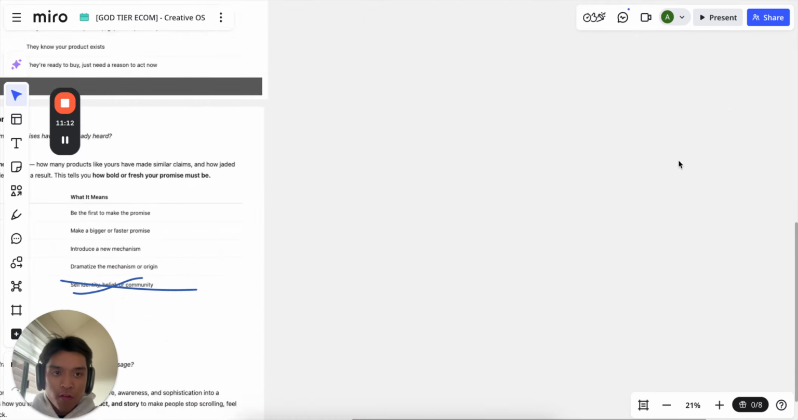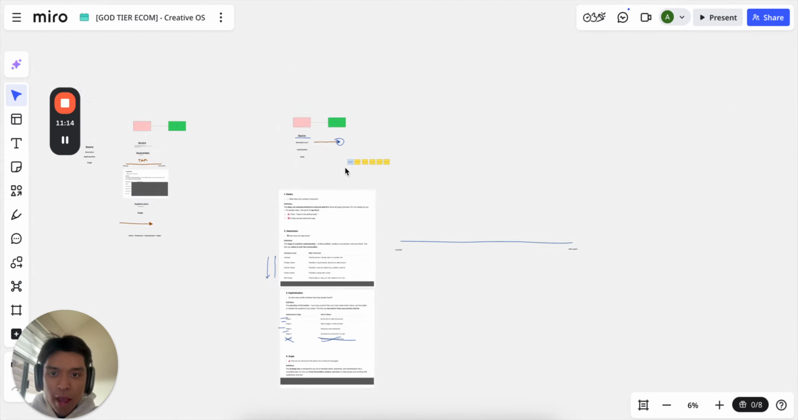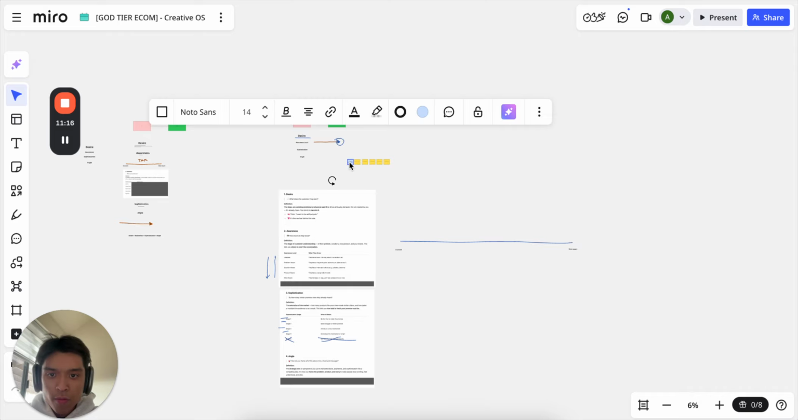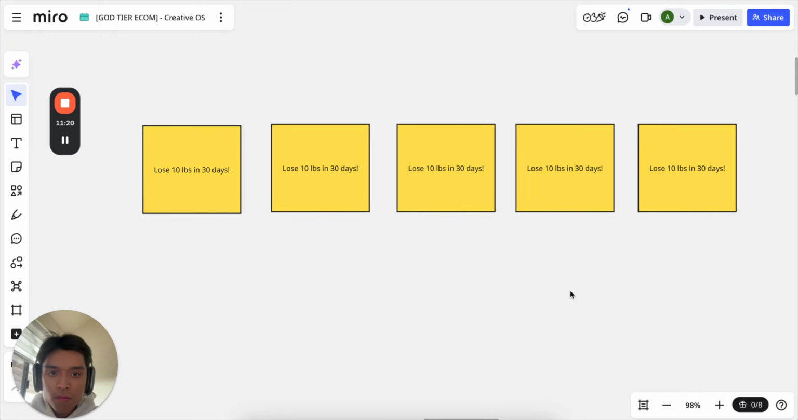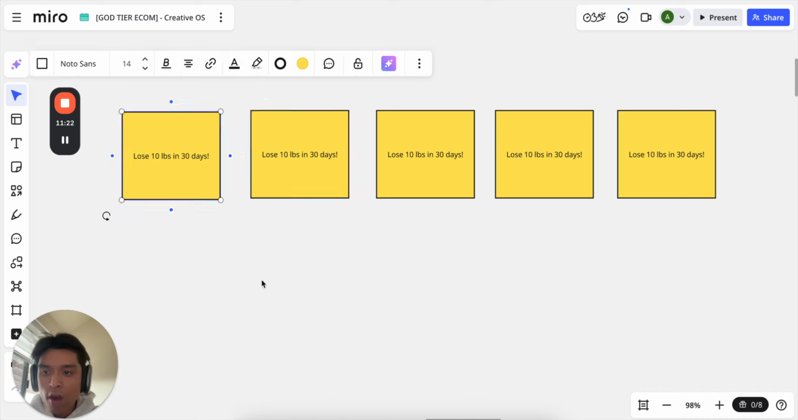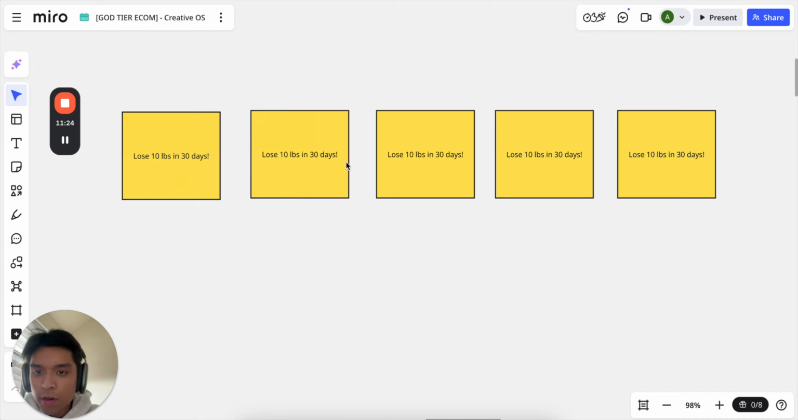And the example that I use for this is to imagine, I present you with 1, 2, 3, 4, 5 options. Lose 10 pounds in 30 days, lose 10 pounds in 30 days. And if I asked you, okay, go ahead and click on one and tell me your thought process. You'd probably be like, I don't know, they all look the same. And exactly, they all look the same.